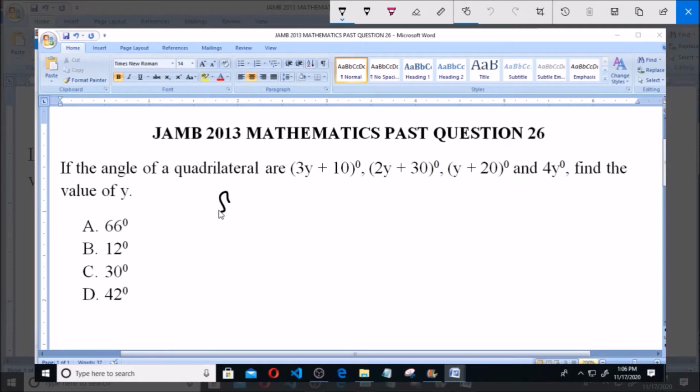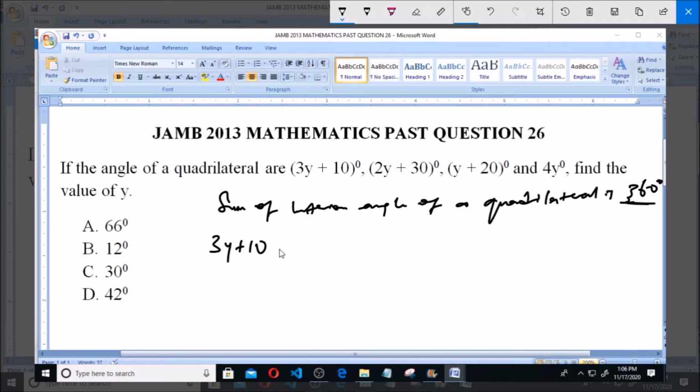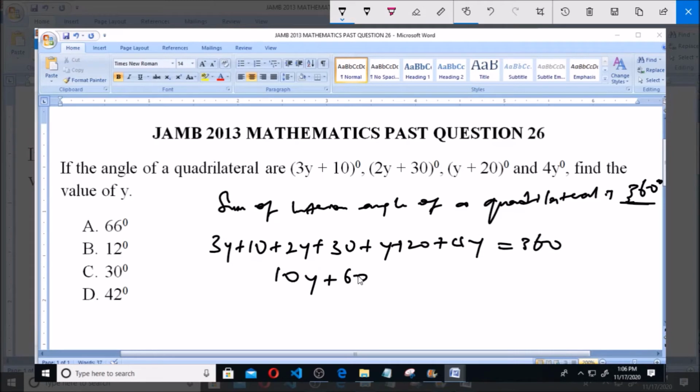Now, like we know, the sum of interior angles of a quadrilateral, for example a square or a rectangle, is 360 degrees. So that means that 3y plus 10 plus 2y plus 30 plus y plus 20 plus 4y is equal to 360. So from this we have 10y plus 60 is equal to 360.